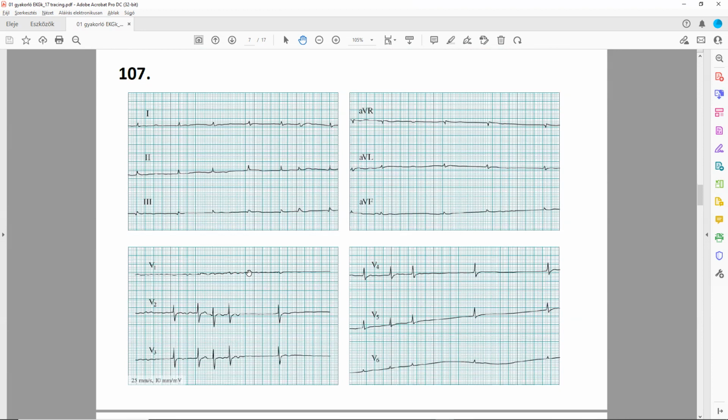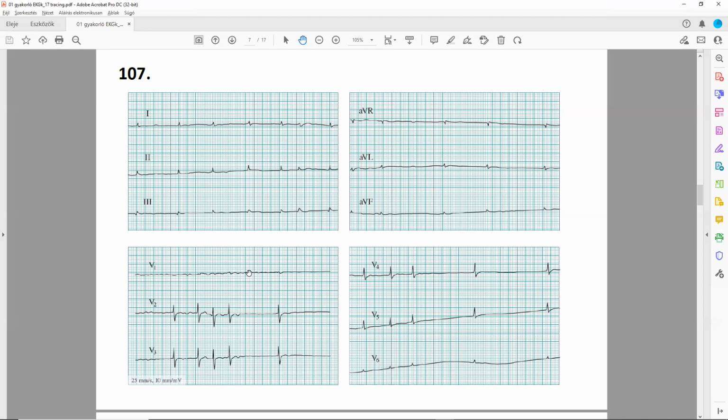Okay, let's look at 107. Who wants to have 107? That's me. Okay, momento. So it's irregular. It looks like atrial fibrillation. The axis, let's say lead 1 and AVF are quite positive, and lead number 2 is the biggest one, so close to 60.